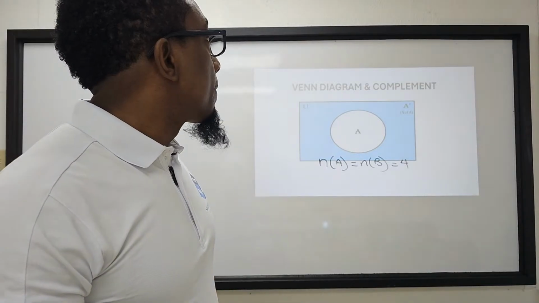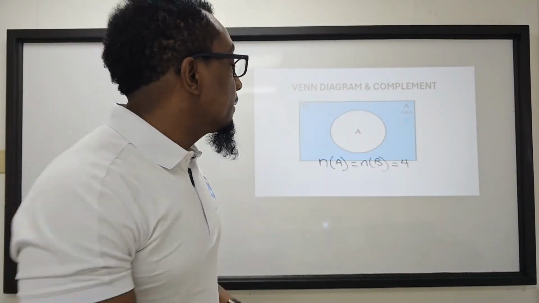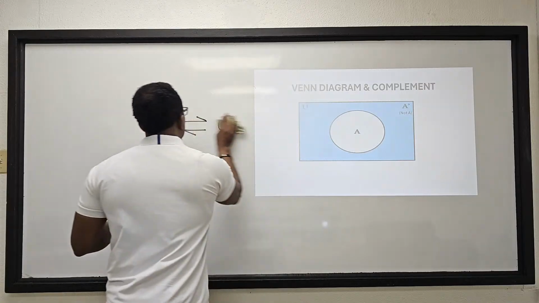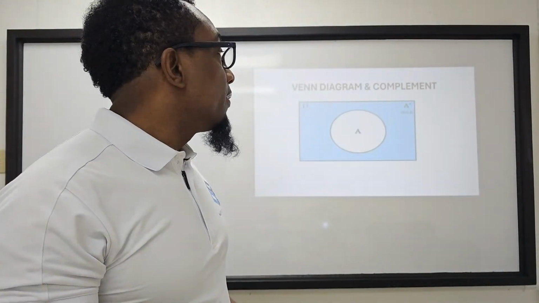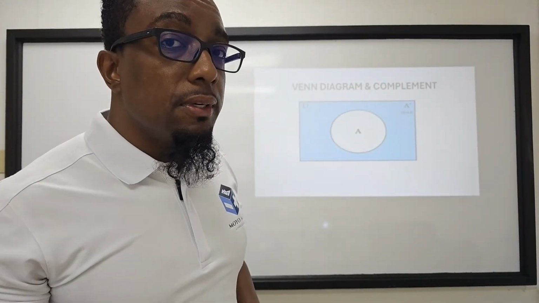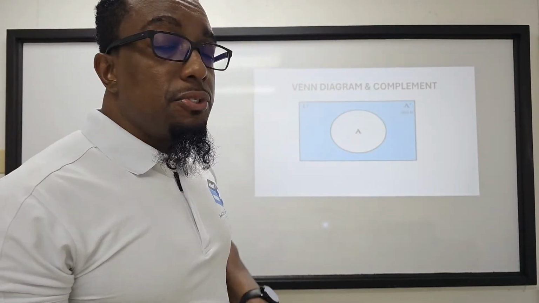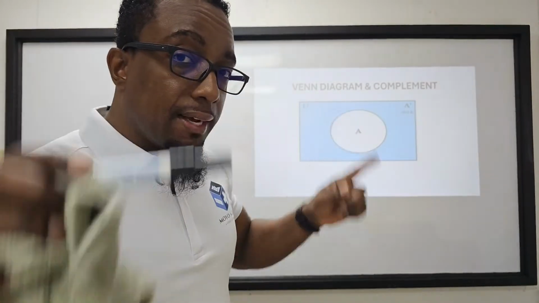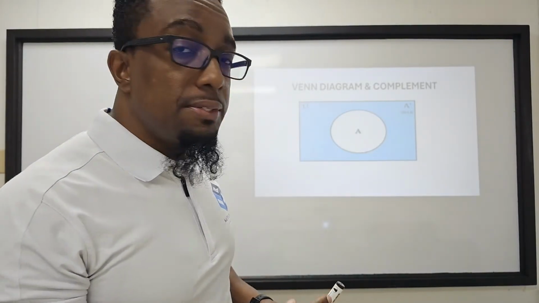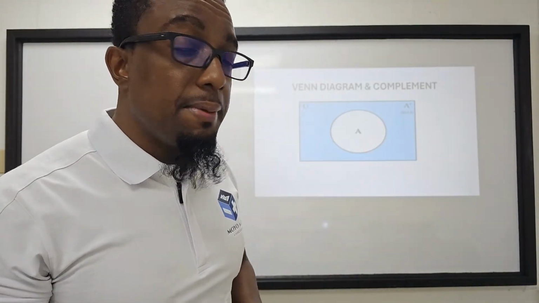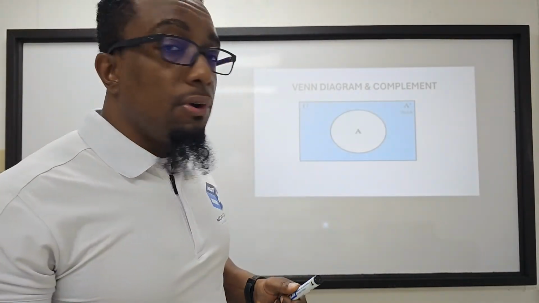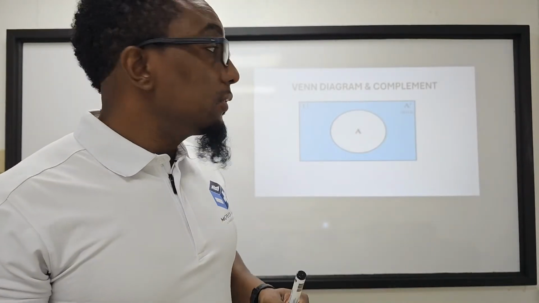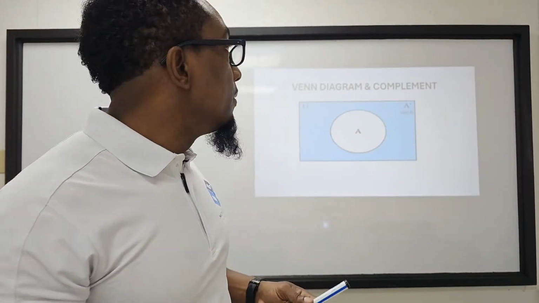Now, moving on to your Venn diagram and complement of a set. So we know that a Venn diagram is a diagram consisting of a rectangle, and you can have one circle, or circles within that rectangle. Now the rectangle itself will represent the universal set. Remember, the universal set is a set that contains all elements. And the circle within your rectangle, in this case, A is your subset. That circle shows that A is a subset of the universal set.